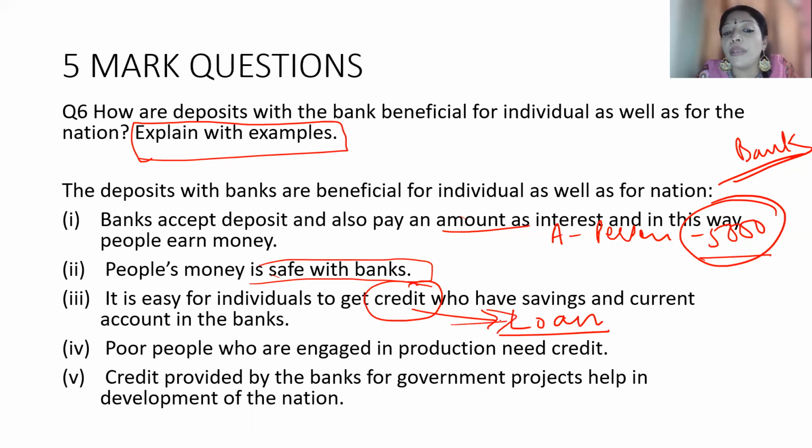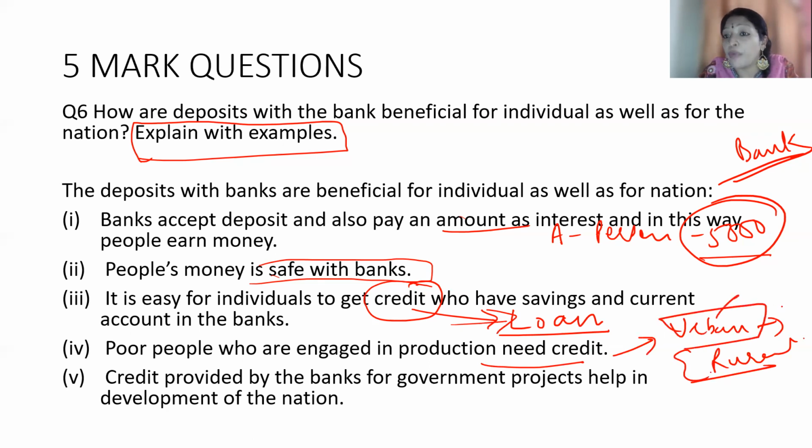Fourth point, poor people who are engaged in production need credit. For example, in urban areas and rural areas, the requirements are different. In urban areas, small producers may want to expand their business, and for that they want credit. In rural areas, a farmer may want to buy seeds, fertilizers and pesticides, and for that they need credit. So in both situations, the credit requirement is totally different.